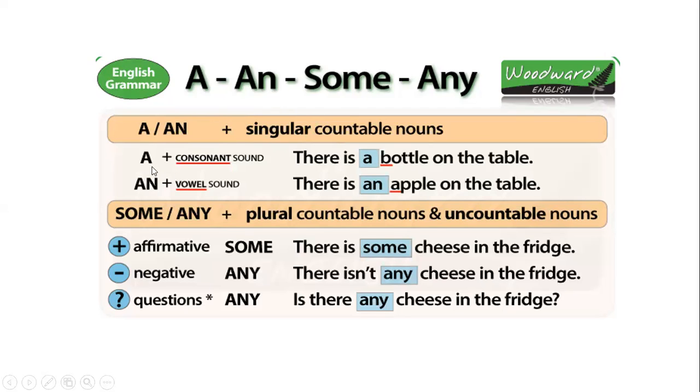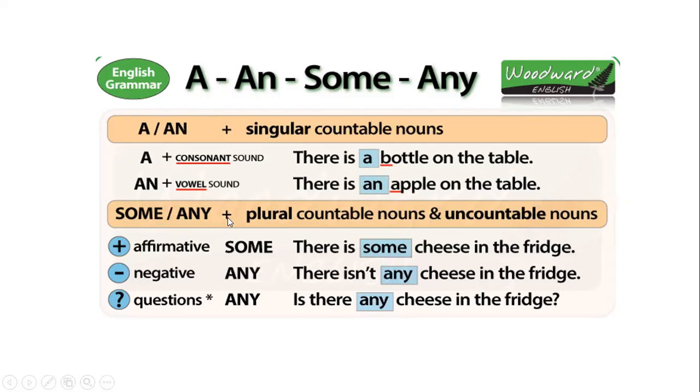Hablábamos de la diferencia, decíamos que a va a ir siempre con consonant sounds and an va a ir siempre con vowel sounds. So we have, there is a bottle on the desk. Bottle, acá tengo una consonante, por lo cual quiere decir que voy a utilizar lo que es a bottle. Now, on the next one, I have an apple, apple, que comienza con vocal, por lo cual estoy utilizando lo que es an. There is an apple on the table.